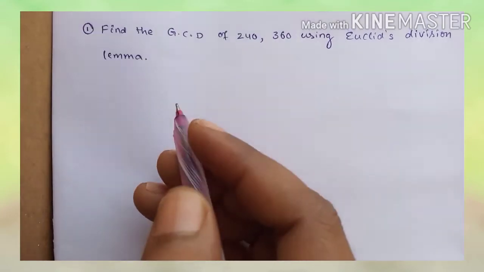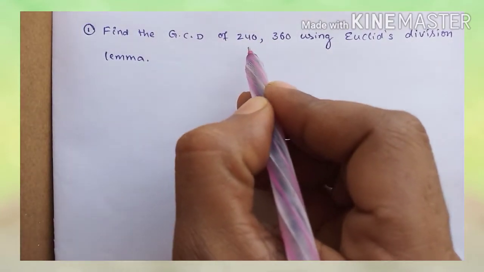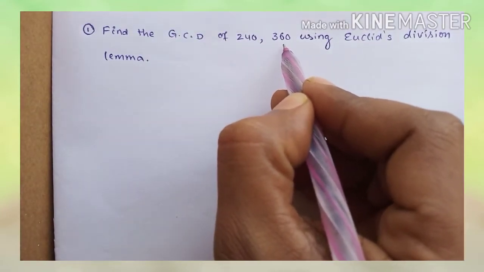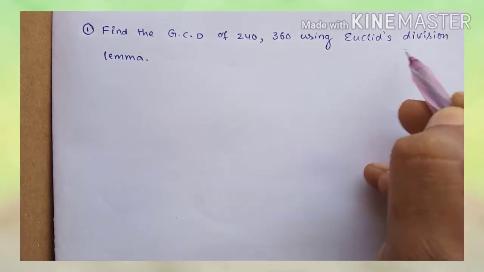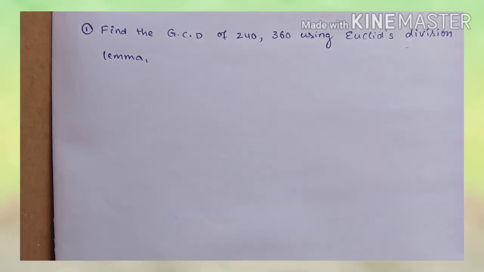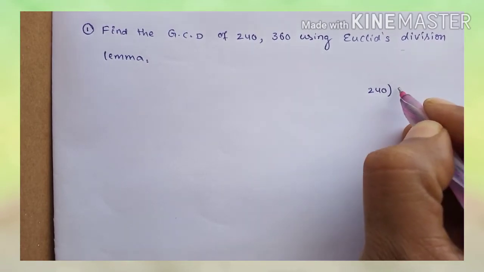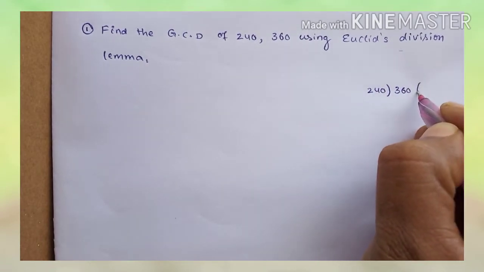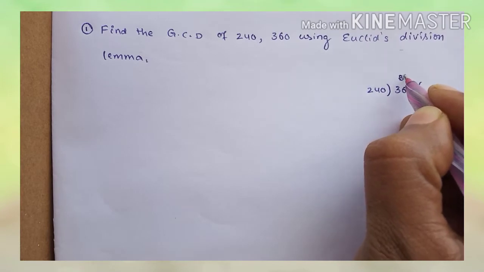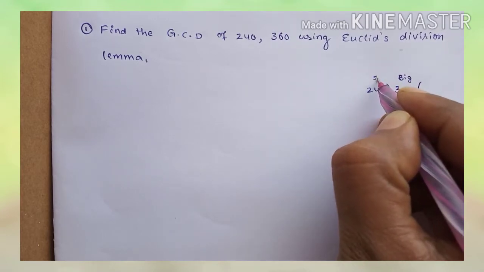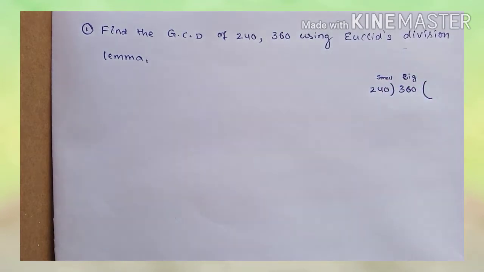Now the problem is: find the GCD of 240 and 360 by using Euclid's division lemma. This is a simple process. Use the regular method, 240 and 360. Here you have to always write the big value, and here you have to write the smaller value.